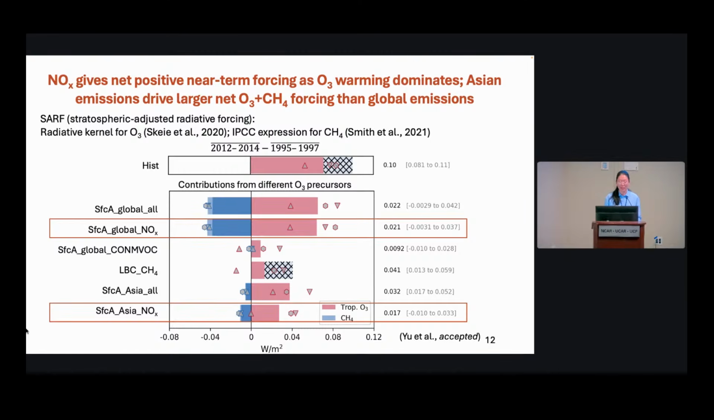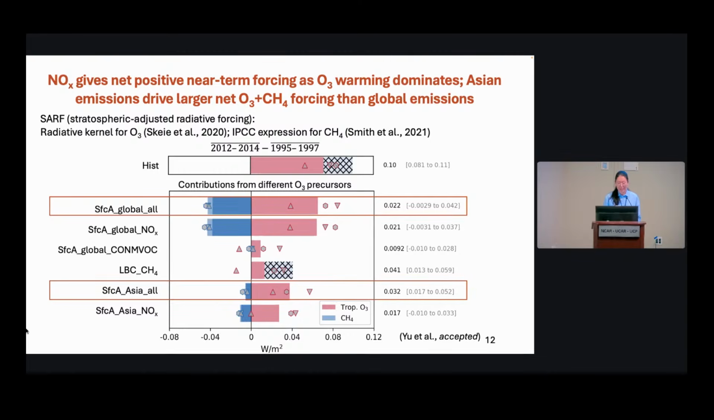In terms of the transient case, the ozone warming dominates, which is different from the steady state estimates. Another point is that the Asian emissions, which are the South plus East Asian emissions, really matter. If we reduce the emissions there, we could have larger climate benefits.